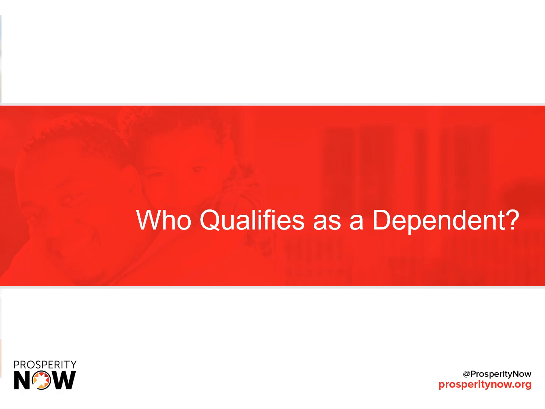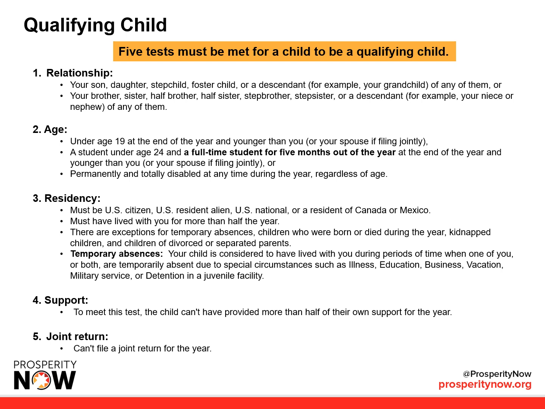Let's see. A dependent can be a qualifying child: son, daughter, stepchild, grandchild, brother, sister, half-brother, half-sister, stepbrother, stepsister, or descendant of any of these relatives. However, in order to be a qualifying child, they must be under age 19 at the end of the year and younger than the taxpayer. If they are under 24 and a full-time student more than 5 months out of the year, they can also be claimed as a dependent.